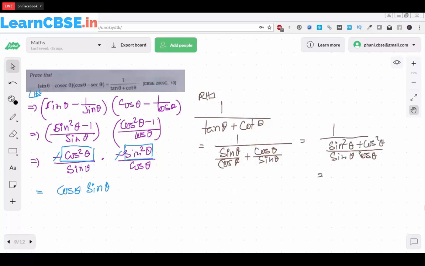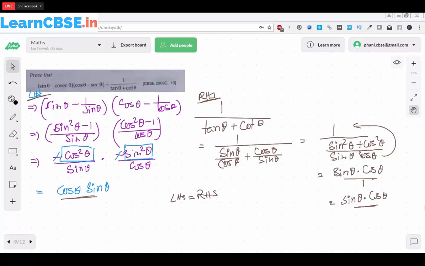So we know that sine square theta plus cos square theta is 1, and this will go in the numerator. So we are actually having sine theta into cos theta by 1, which will give you sine theta into cos theta. So you can see that left hand side and right hand side, both after simplification we got sine theta into cos theta, which means the left hand side equals to right hand side.